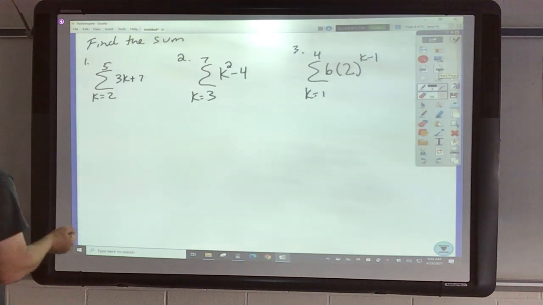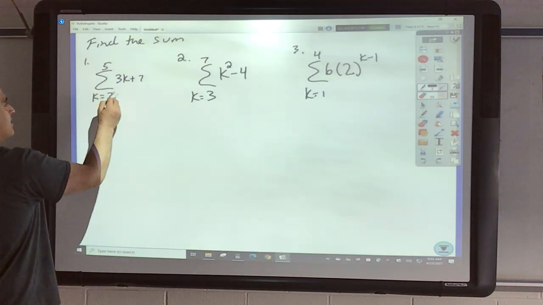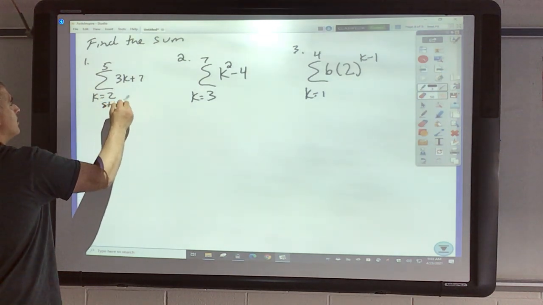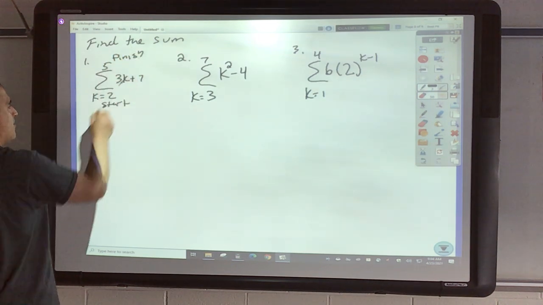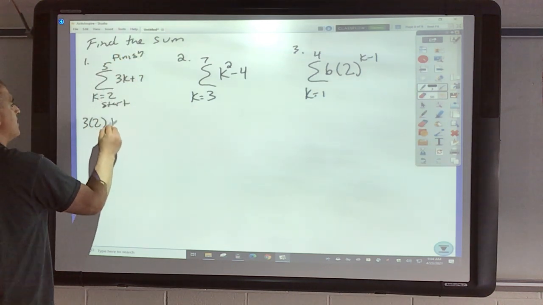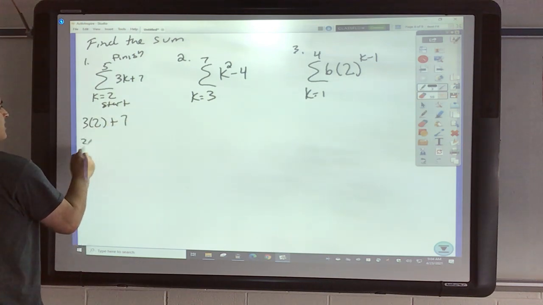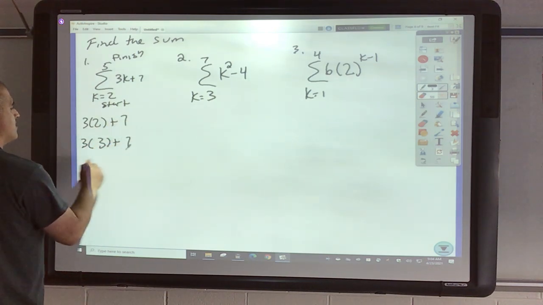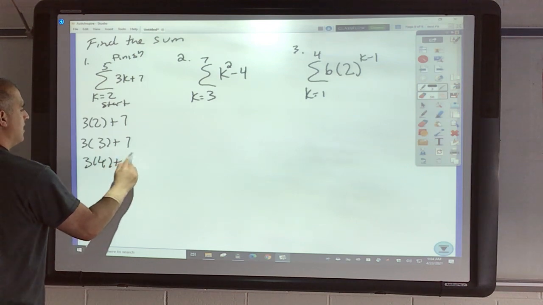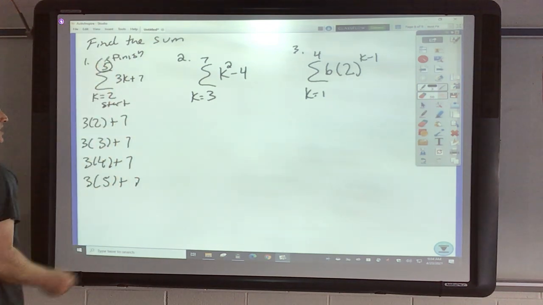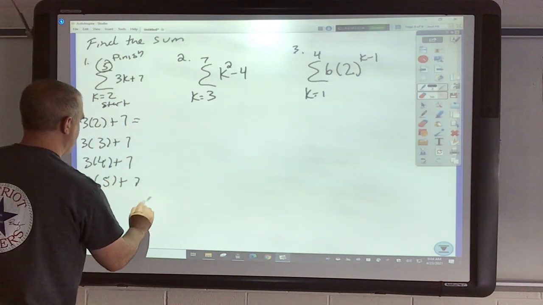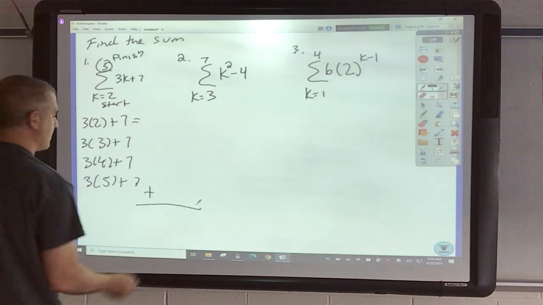Okay, this is sigma. Here's what this means. This means this is your start and this is your finish. Okay, so what I want to do is I want to substitute 2 in for there. Okay, then I want to substitute 3. Then I want to substitute 4. And then I want to substitute 5. And this is the number you finish at. Okay, and then what I'm going to do is I'm going to add all those numbers together.